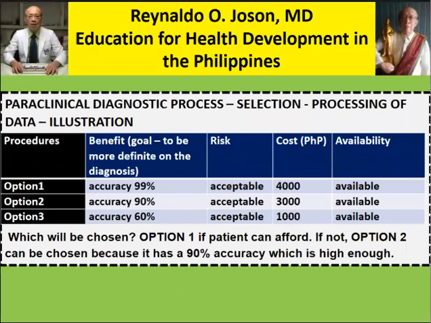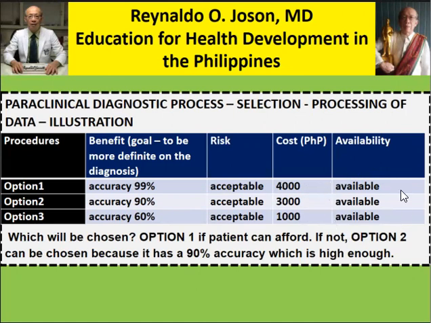Paraclinical diagnostic procedure selection, processing of data, illustration. Accuracy of 99% for option 1, 90% for option 2, 60% for option 3. The risks are all acceptable for the 3 options. The cost: option 1 is 4,000, the most expensive; option 2, 3,000; and option 3 is 1,000. Assuming that all are readily available.